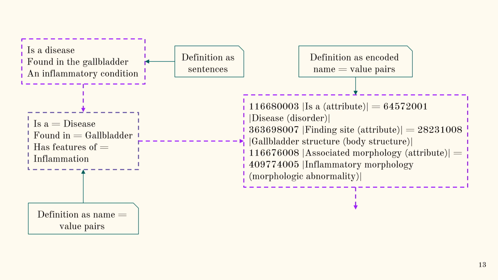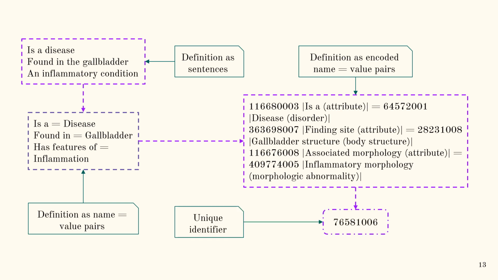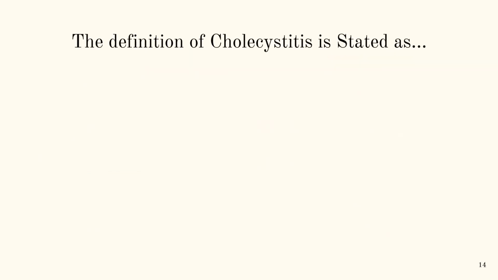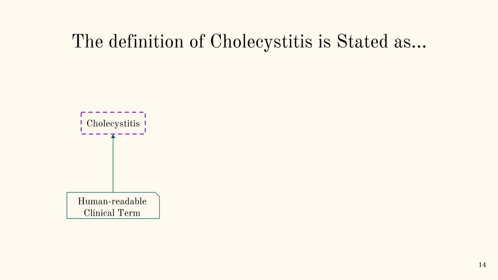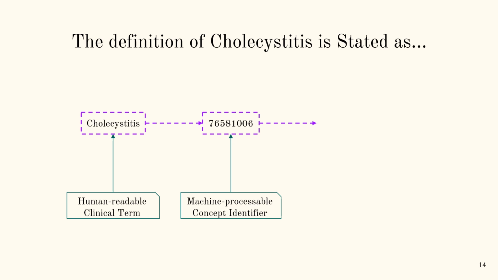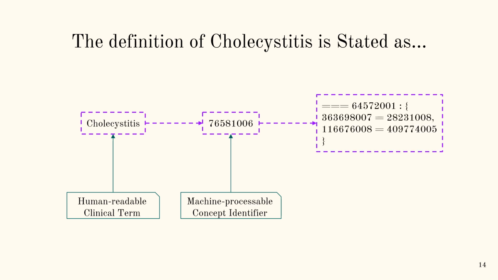So for the machine to unravel the meaning of cholecystitis is no challenge at all. This of course is given a unique identifier, which is this number. So we can say the definition of cholecystitis is stated as follows: this is the human readable clinical term, cholecystitis. This is the number, which is the machine processable concept identifier, and this is the machine interpretable concept definition.